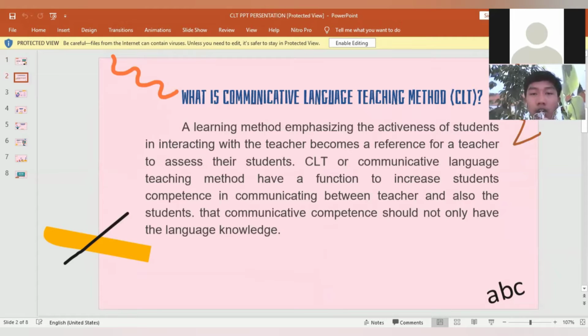Okay, in this section, we will talk about the definition of CLT. CLT is a method that focuses on interaction between teacher and student in the learning process. This method, also called the communicative approach, is a learning method emphasizing the activeness of students in interaction with the teacher. There are some functions of this method to increase student competence in communication between teacher and student.